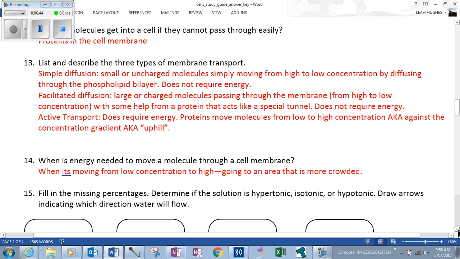Active transport does require energy. Proteins move molecules from low to high concentration, aka against the concentration gradient, also known as uphill.